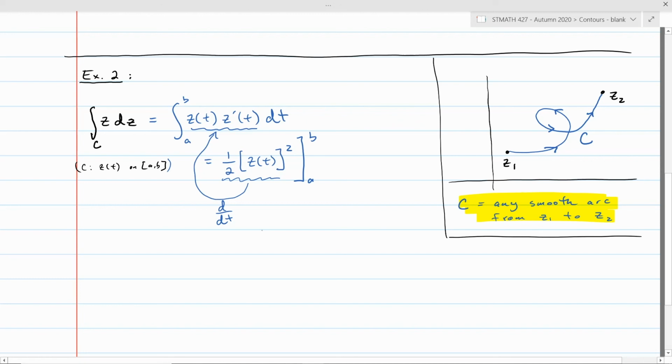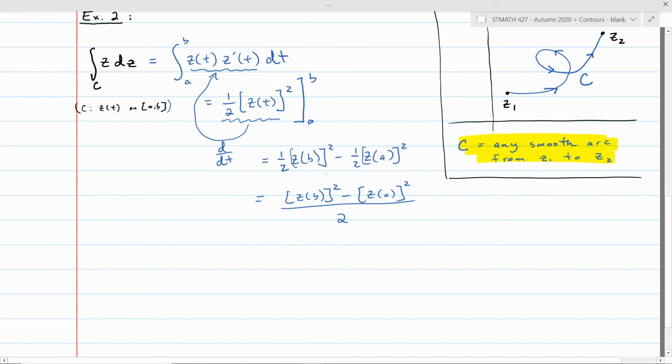And then I'm using the fundamental theorem of calculus here, and I get 1/2 z of b squared minus 1/2 z of a squared. Or if you want, you could just write this as z of b squared minus z of a squared over 2. What I would really want to point out about the answer, though, is that it didn't really matter what parameterization we chose, because the answer is just going to end up being the endpoints.